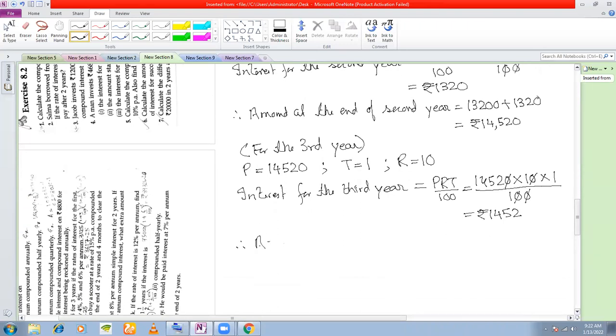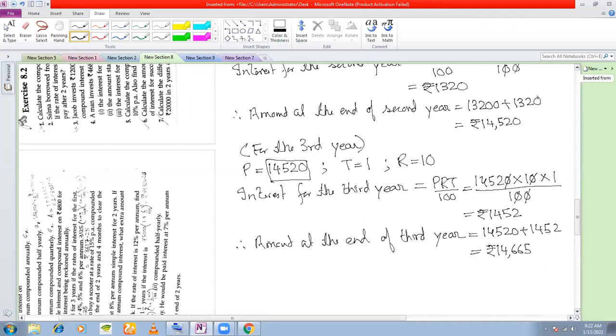So therefore, amount at the end of third year. That is the question here. What is the amount at the end of third year? It is principal here 14,520 plus the interest, right? So you get 14,665. This is the amount.